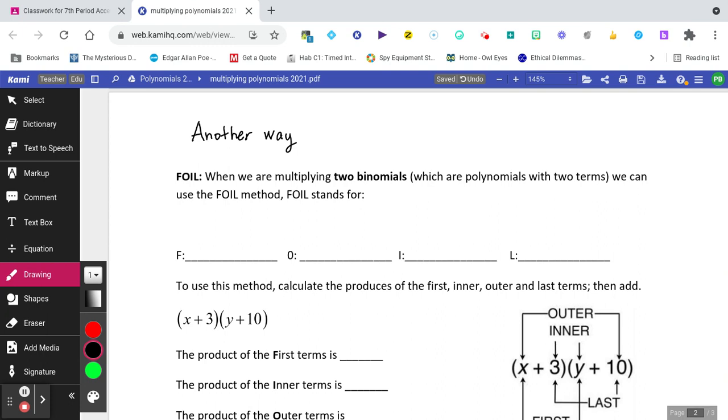Another way to multiply, if this thing is so slow, 2 binomials. And when I say 2 binomials, I mean like x plus 2 times x minus 6, okay? That's a binomial with 2 terms times another binomial with 2 terms, okay?